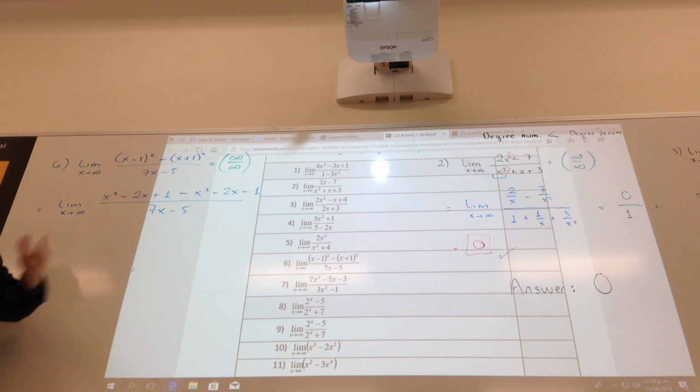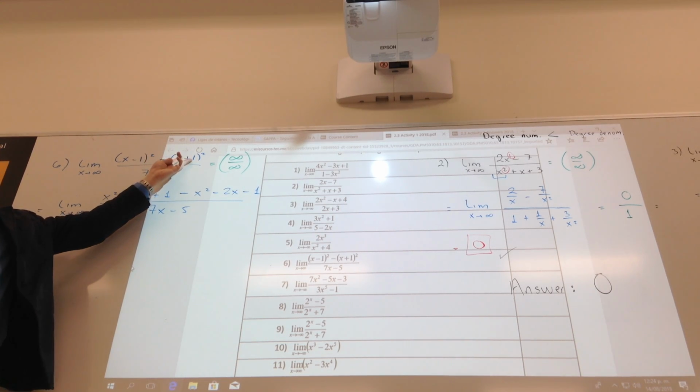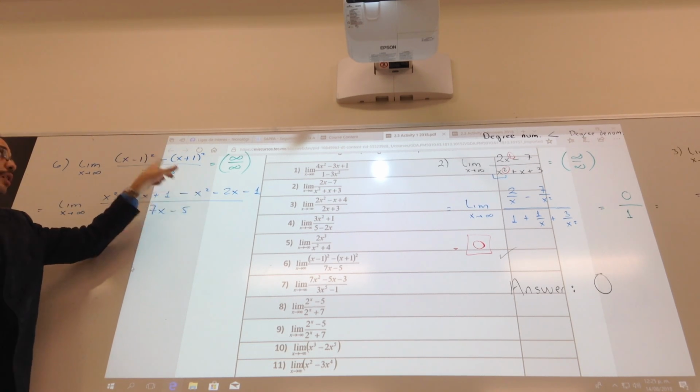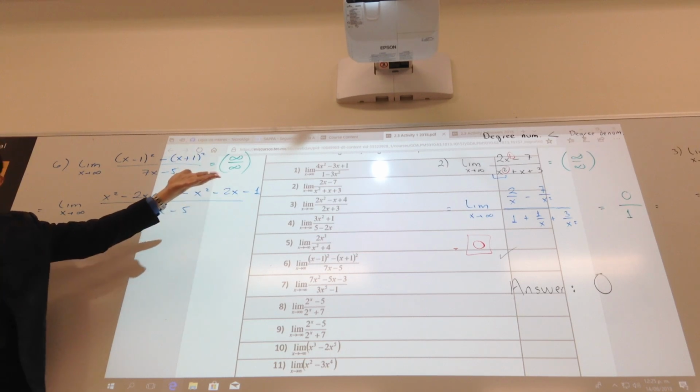Okay, listen. This binomial, just this binomial to the square, is x squared plus 2x plus 1, right? But then you have the minus multiplying the whole trinomial. So it's going to be minus x squared minus 2x minus 1.